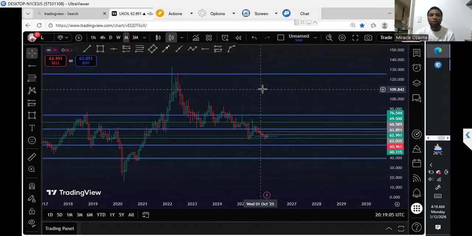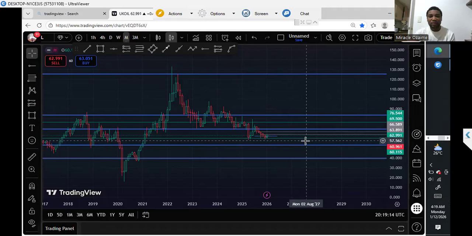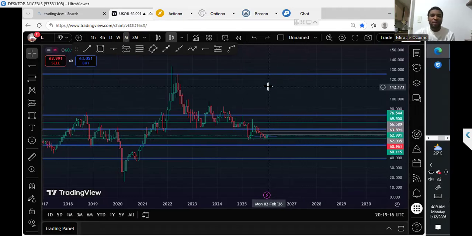So what I'm looking at presently is that the monthly time frame is looking like a base to me, although the base is not yet solidified, it has not yet formed, because we're not yet having a bullish candle on the monthly time frame. So that's why I'm still saying the base has not yet solidified.